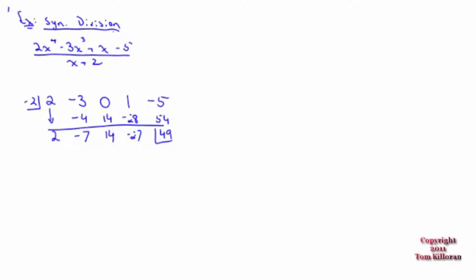Now when you take the answer out of this, you have to go back into place value. This is the units. This is x. This is x squared, and this is x cubed. That last number is the remainder, so you just want to leave it off. So this becomes 2x cubed minus 7x squared plus 14x minus 27 plus, and then you put your fraction here. 49 is your remainder divided by x plus 2. That's all there is. It's an easy technique. All it is is multiplication and addition.